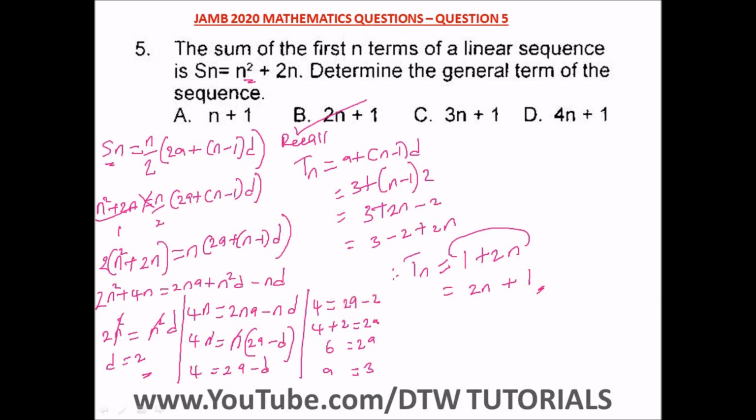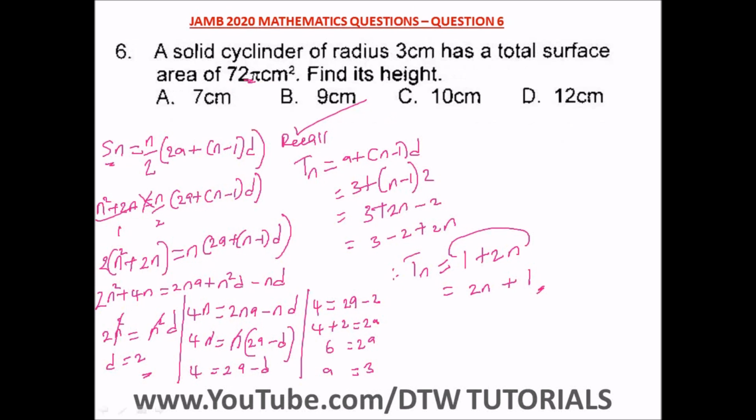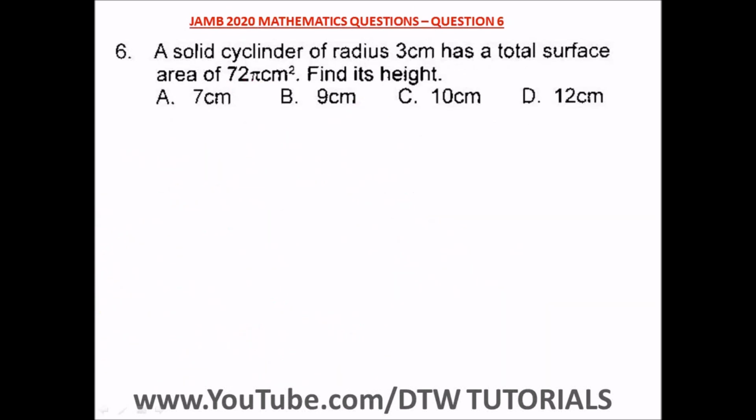So let's go to the next question, number 6. So this is question number 6 of the JAMB 2020 maths questions. We're told that a solid cylinder of radius 3 cm has a total surface area of 72 pi centimeter square. So let's find its height.